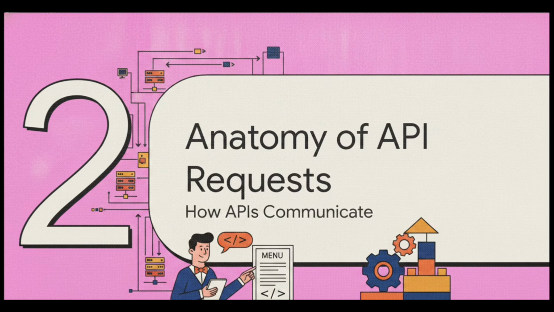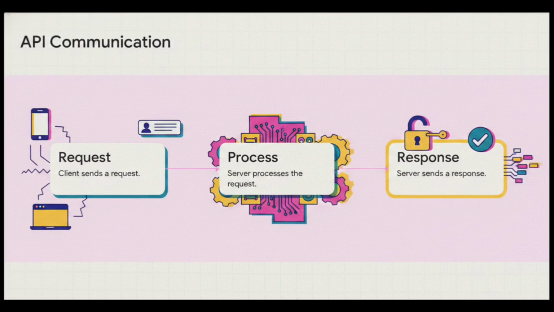Moving on to Part 2, Anatomy of API Requests. And this brilliantly illustrates our next point. Just like ordering food means you need to speak a language the waiter understands, APIs have their own grammar. Almost all API communication is built on a super simple three-step dance. First, the client sends a request. Second, the server processes it. Third, the server sends a response.